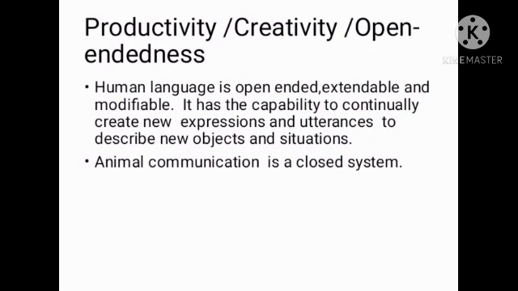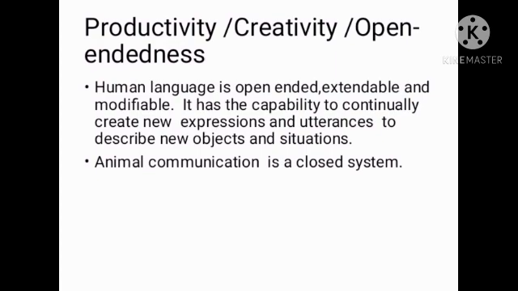Next, language is productive and creative. Language has creativity and productivity. The structural elements of human language can be combined to produce new utterances, which neither the speaker nor his hearers may ever have made or heard before, yet which both sides understand without difficulty.